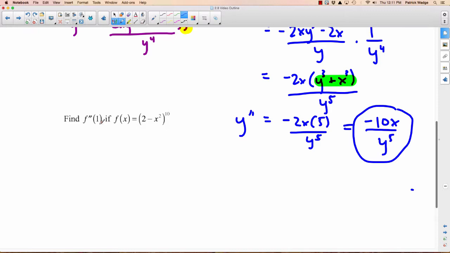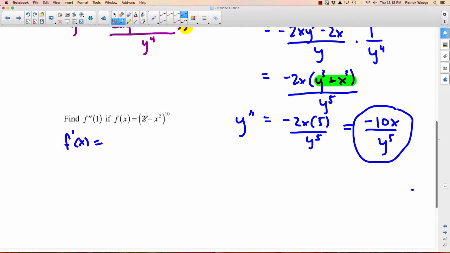Okay, so we're going to get the second derivative of this function, and notice it's f double prime of 1. So remember what that means. It means we're going to find the second derivative, and then we plug 1 into it. So we don't have to get it in quite as simplified a form as if it was just f double prime of x, because we can plug in once we have the second derivative. So how do we do this? Well, we start by getting the first derivative.